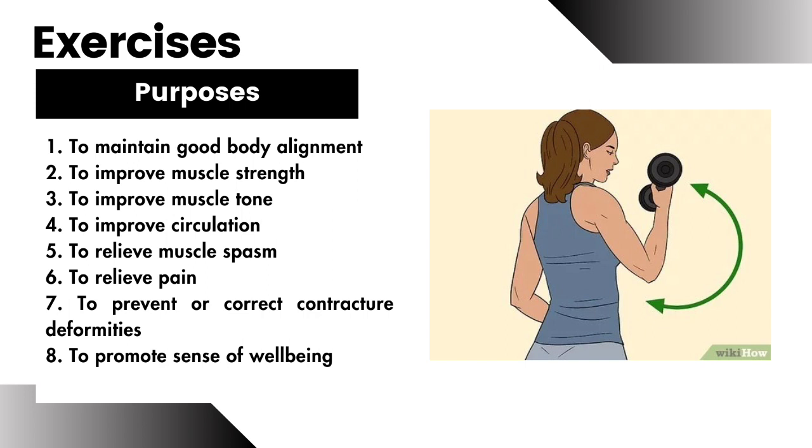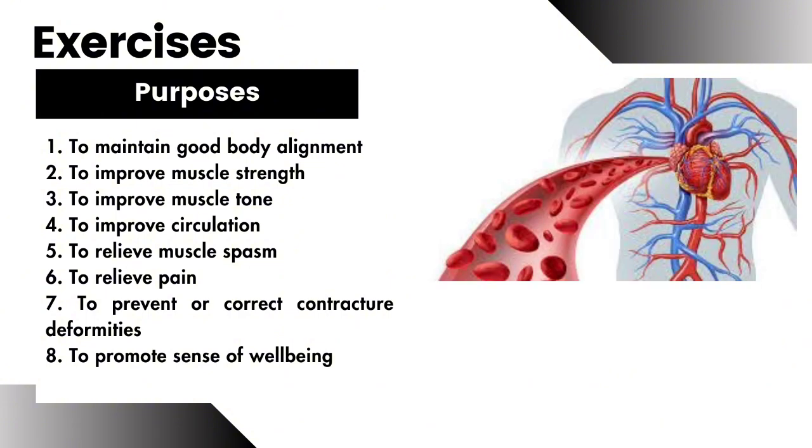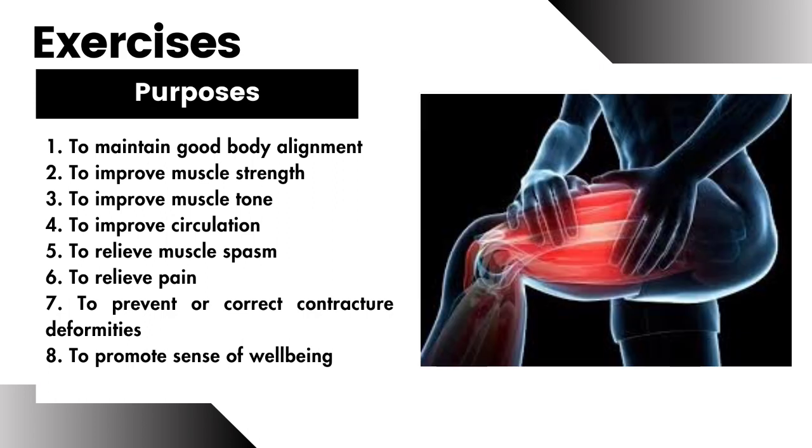Number 3, to improve muscle tone. This involves engaging in exercises that help firm and tighten muscles, resulting in a more defined and toned appearance. Number 4, to improve circulation. This exercise can help enhance blood flow throughout the body, which can improve overall health and function of organs and tissues. Number 5, to relieve muscle spasm.